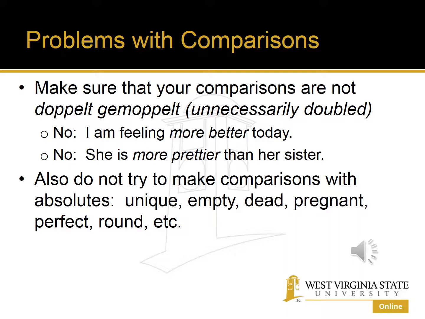It's an absolute. One I see a lot is pregnant. She's very pregnant. You can't be very pregnant. It's an absolute. You're either pregnant or you're not pregnant. You're either perfect or you're not perfect. Something is round or it's not round. It can't almost be round. It is round or it's not round. So there are words like that in the English language that should not be used in comparisons.